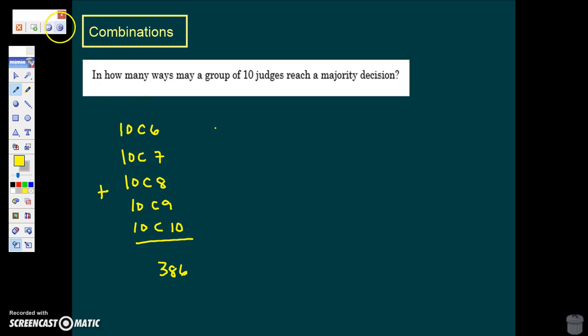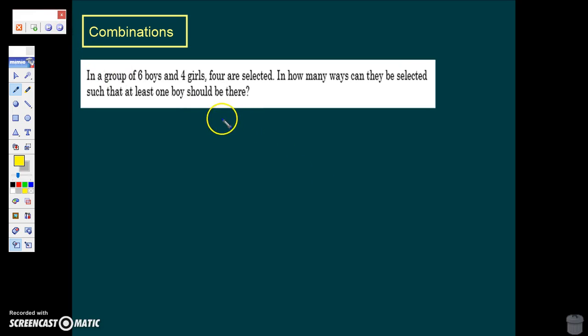Okay, let's have the next question. In a group of 6 boys and 4 girls, 4 are selected. In how many ways can they be selected such that at least one boy should be there? Now, remember that we are to select 4 out of the 10. 6 boys and 4 girls are 10 in all. So we are to select 4 only. So if at least one boy should be there.